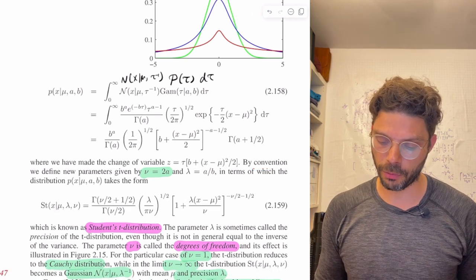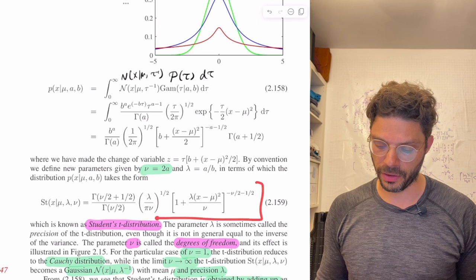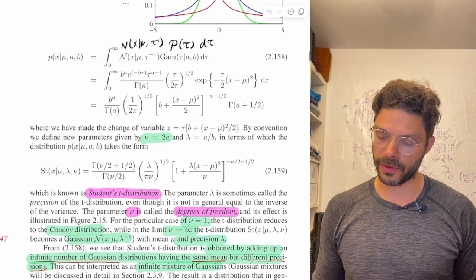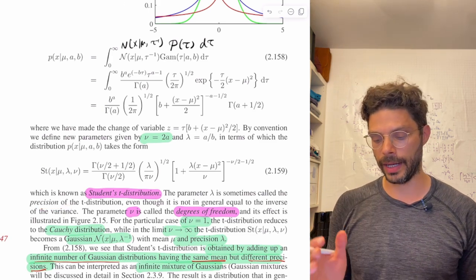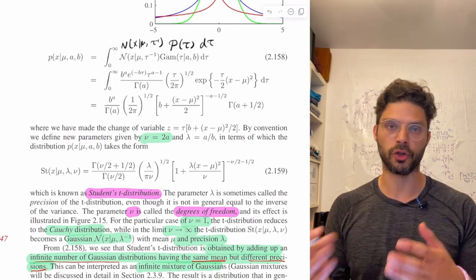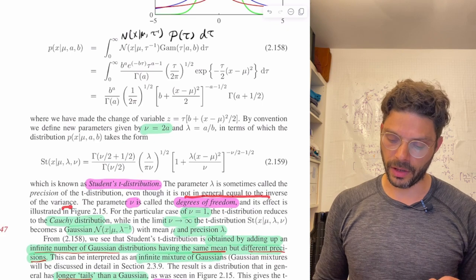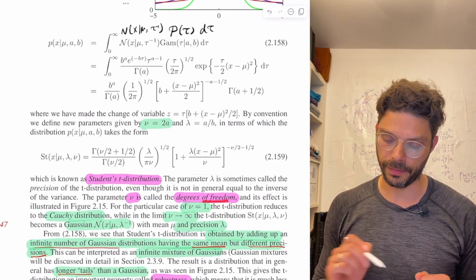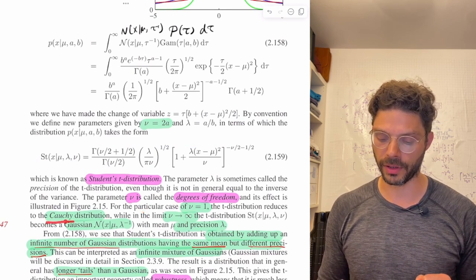By convention, we define new parameters given by nu equals 2a, and lambda equals a over b, in terms of which here's another form, and this is known as student's t distribution. The parameter lambda is sometimes called the precision of the t distribution. The reason, as we'll see in just a second, is that in certain parameter settings it actually does become the precision of a Gaussian distribution. Even though it is not in general equal to the inverse of the variance of the student's t distribution, the parameter nu is called the degrees of freedom, and its effect is illustrated in 215. For the particular case nu equals 1, the t distribution reduces to the Cauchy distribution.